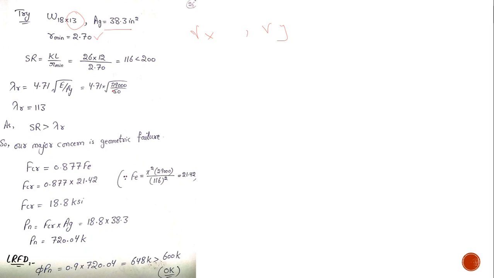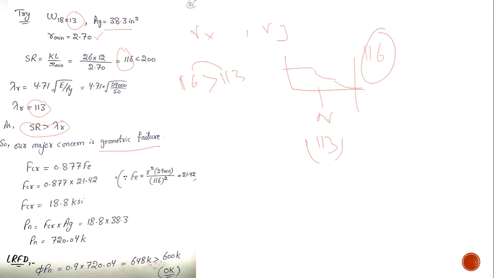I'll calculate the slenderness ratio. Again, I have calculated this. This comes out to be 113. My slenderness ratio is again greater than lambda R. It has been found out because this is 116, and it is quite near to 113. So my major concern is geometric failure because the region I'm in, lambda R is 113 and my slenderness ratio is 116. I've used the same values again and resolved it, and my answer is 720k.